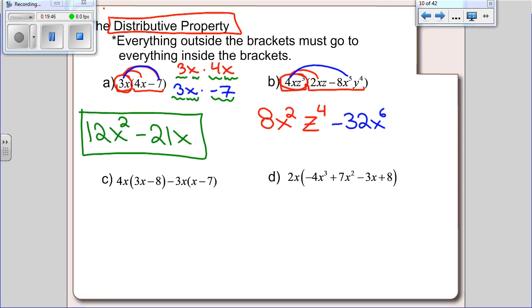Perfect answer. Can't do it because they're different letters, right? So different letters can't go together. So you can't multiply this z with that y. So they just stay the same. Y to the 4, Z to the 3. Where do you get the 32 from? The 32 came from 4 times negative 8.